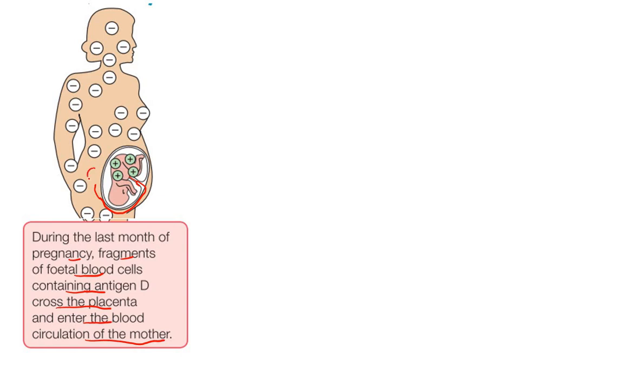So this is the fetal blood entering the mother. The fetal blood here has antigen D. So the mother is Rh negative, with no antigen D, but the fetus has antigen D. So what happened?